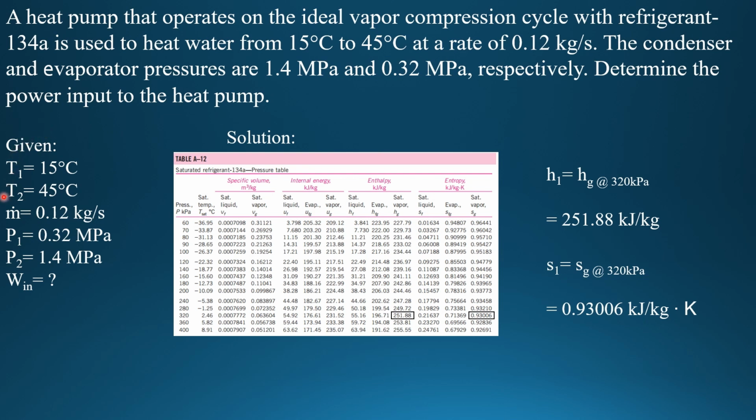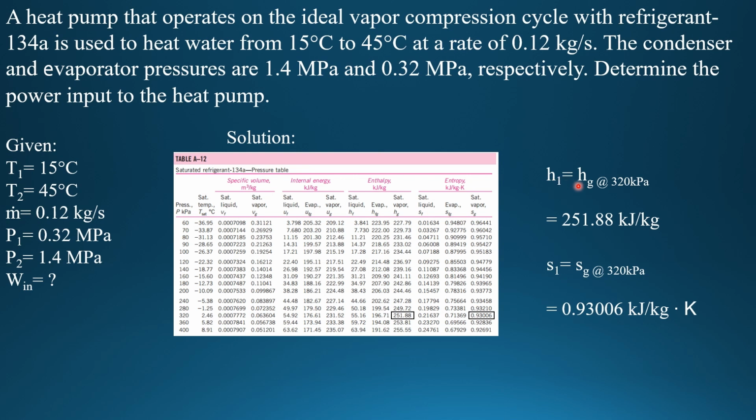First, we will be identifying our given. So we have here the temperature at state 1 that is equal to 15 degrees Celsius, temperature at state 2, 45 degrees Celsius, mass per unit time that is equal to 0.12 kg per second, pressure at state 1 that is 0.32 megapascal, pressure at state 2 1.4 megapascal, and this the power input to the heat pump.